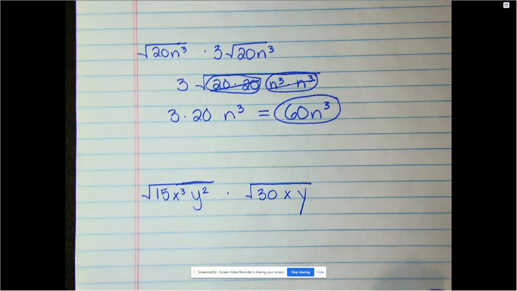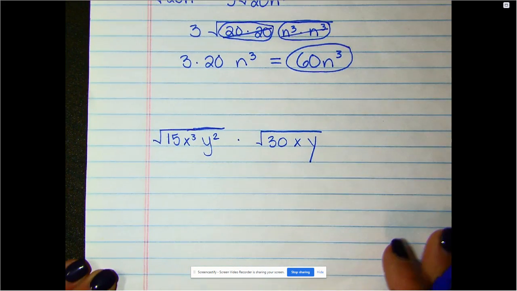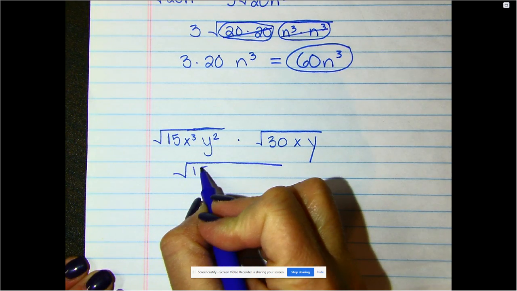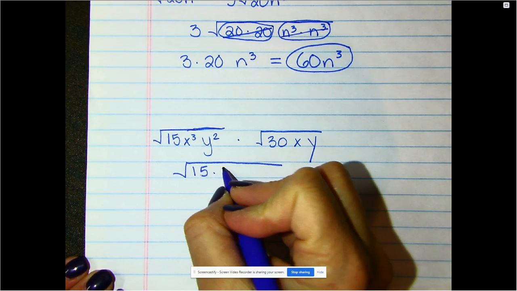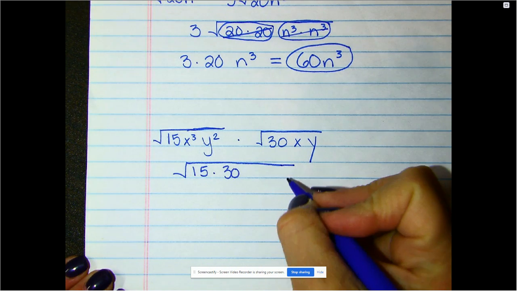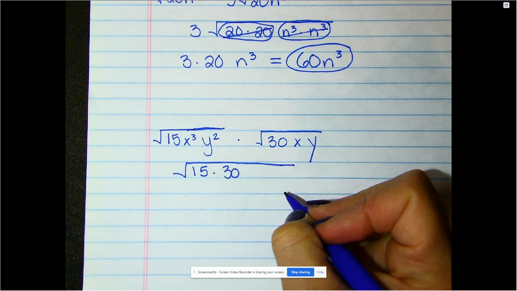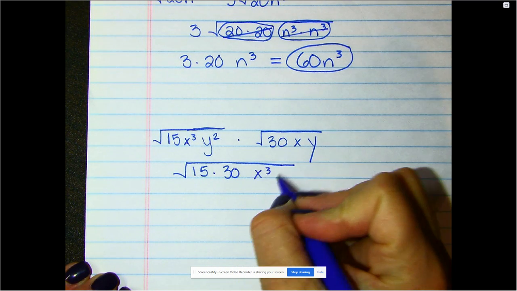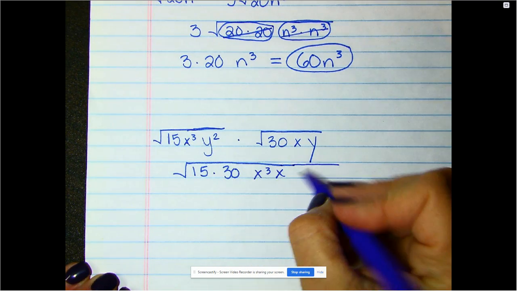All right, then the last example, and then you can go ahead and get started on your practice. Nothing on the outside to worry about. On the inside, we've got 15. Again, I'm going to rearrange them as I write them down, just so all the numbers or the variables are next to each other. Got an x cubed over here and an x right there. Y squared and y.